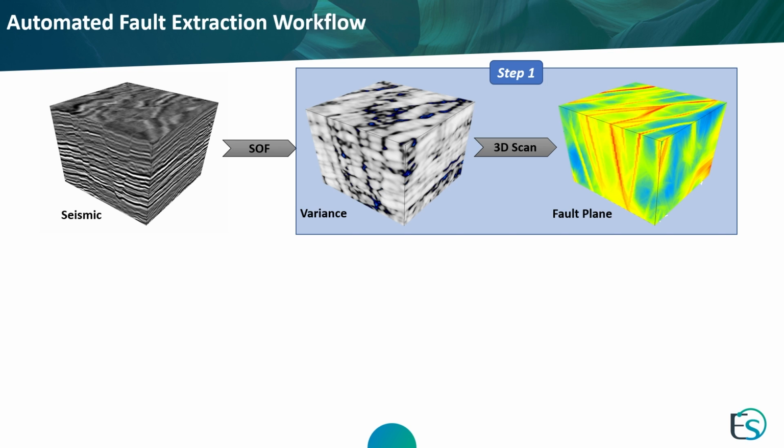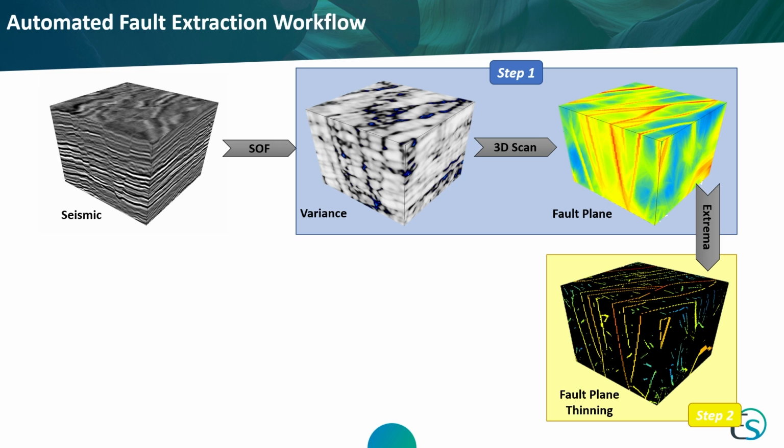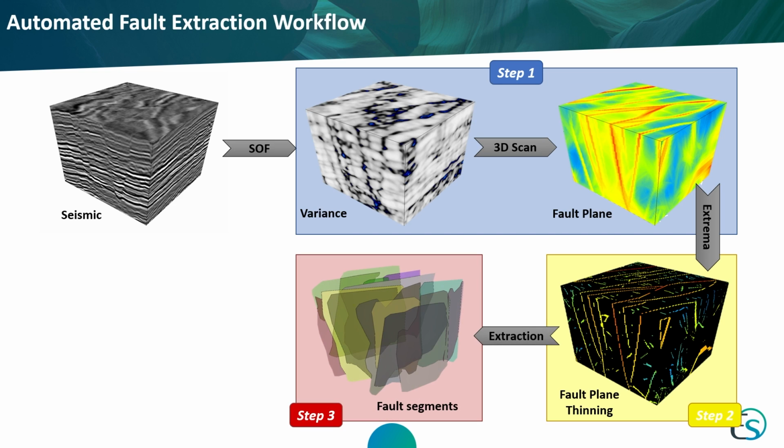Once we have the fault plane or fault probability cube, we then take it to the next step, which is to create a fault thinning cube. The fault thinning cube is created by taking the extreme probability values from your fault plane within a specific window that we'll design to keep only the highest probabilities within that window. The rest of the volume is considered a null set. It is from the fault plane thinning cube that we then extract our faults.